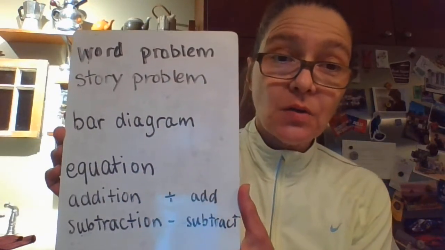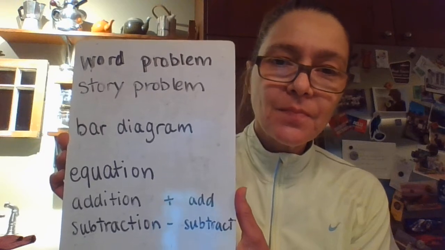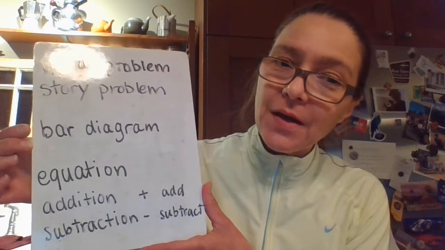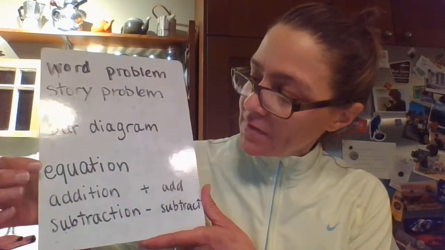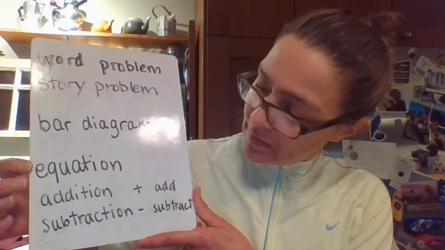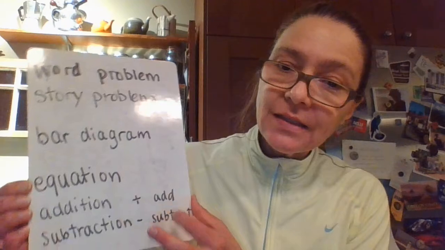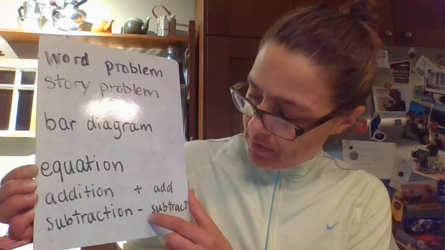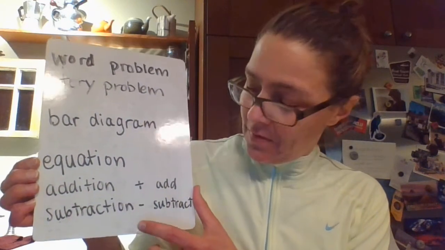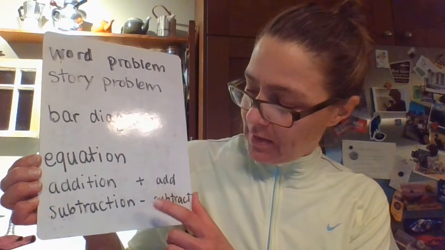Okay. So up until now, you might have known about a word problem. You might have heard it called a story problem. Okay, today you're also going to be learning about something called a bar diagram. And some other words to refresh your memory are equation, and addition, which means to add, and subtraction, which means to subtract, to make less. Addition is to make more, a greater value, and subtraction is to come up with a lesser value.